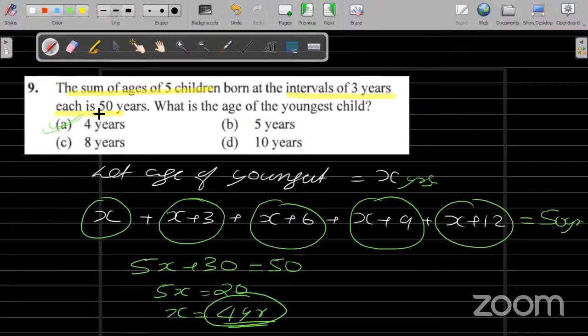Then what is the age of the eldest one, which is not there in the question? The age of the eldest one is x plus 12. X is 4, so the eldest one has an age of 4 plus 12, 16 years. And we can get the age of any of the 5 children now. Hope we can move on to the next question now. Next question.